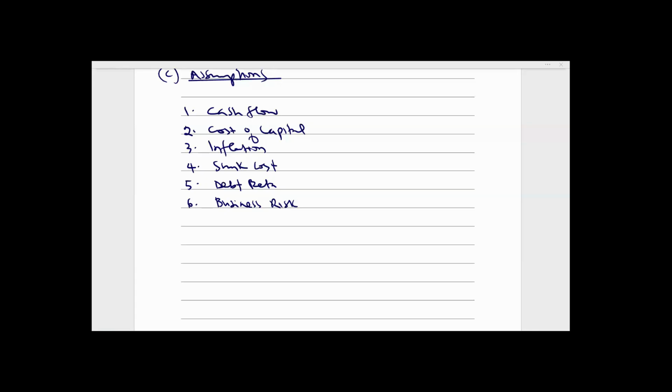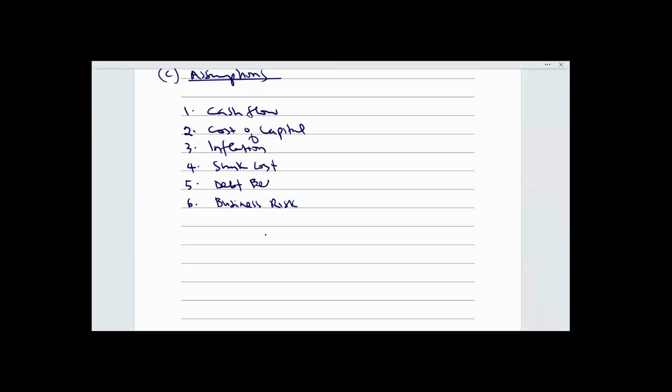Then the fifth one, we talk about debt beta. According to the question, we are not given debt beta. Therefore, debt beta is assumed to be risk-free. It is assumed that debt beta is risk-free since it is not given. That's our assumption in the number A requirement, where we calculated the project specific beta.